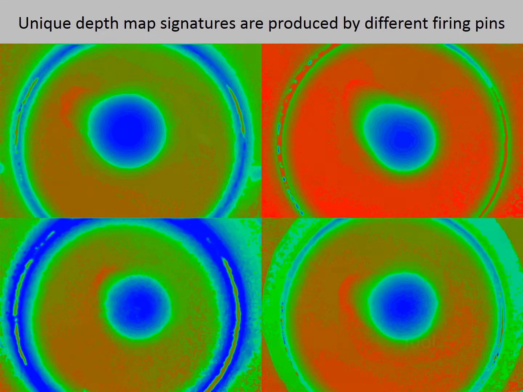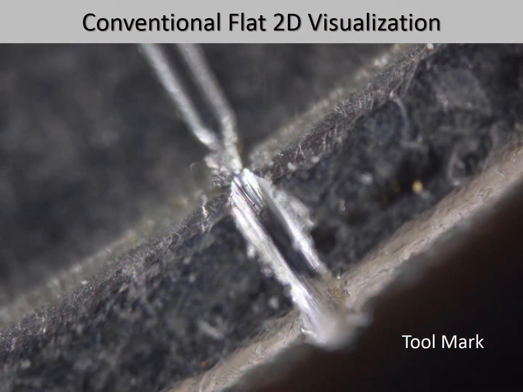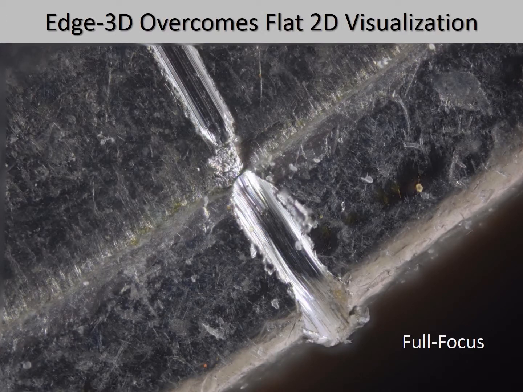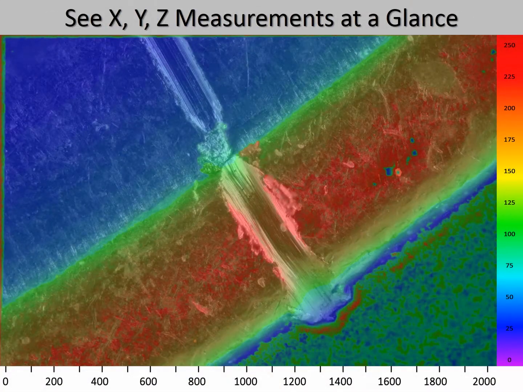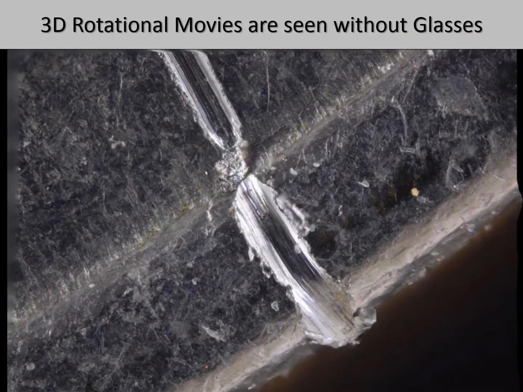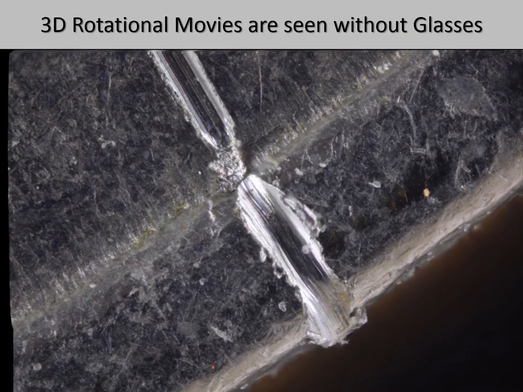Here is a two-dimensional image of a tool marking in a piece of metal, and as we can see, only a small portion of the image is in focus. And now, with the Edge 3D microscope, the entire tool marking is seen in full focus. This tool marking can be precisely quantified by analyzing the calibrated 3D color depth image. And here, the depth information is visualized by using a 3D rotational video loop.